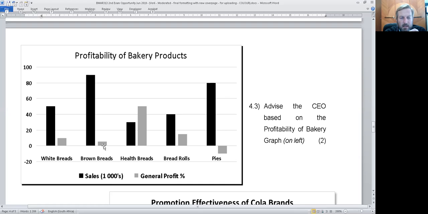Although in this instance, I would try to think of a way, if price was not your only possible strategy, one can possibly increase the GP, general profit percentage, on bread rolls slightly. You can actually advertise your health breads more, or there are a lot of reasons or extra things that you can do. But the starting point number one, pies doesn't look good, and brown breads need to be looked at as well.